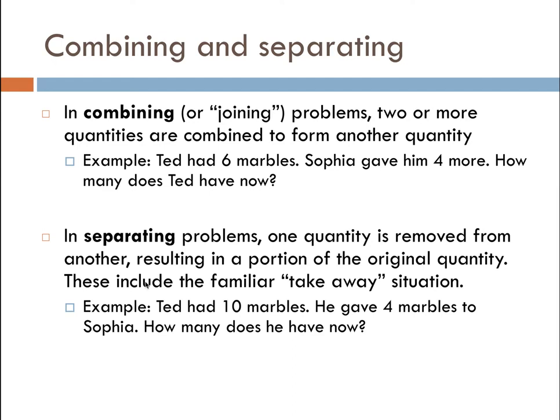How about in separating problems? One quantity is removed from another. So we are separating two quantities, resulting in a portion of the original quantity. So this includes the familiar take-away situation. We are separating or taking away. For example, Ted had 10 marbles. He gave 4 marbles to Sophia. So he's taking 4 away.